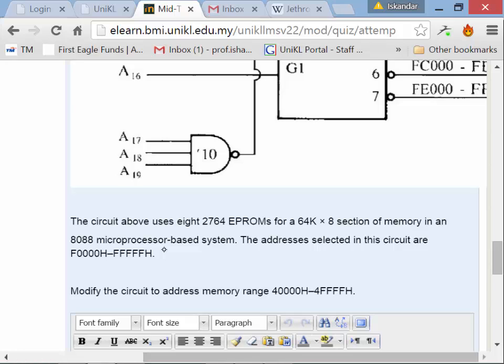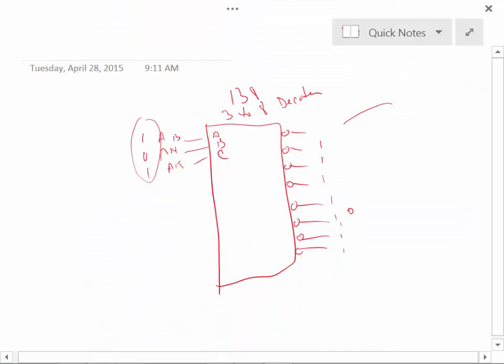4FFFF. So for that to happen, right here, we got G2A, that's tied to ground. We're going to leave that there. A16 is going to G2. And if we can get this right here.